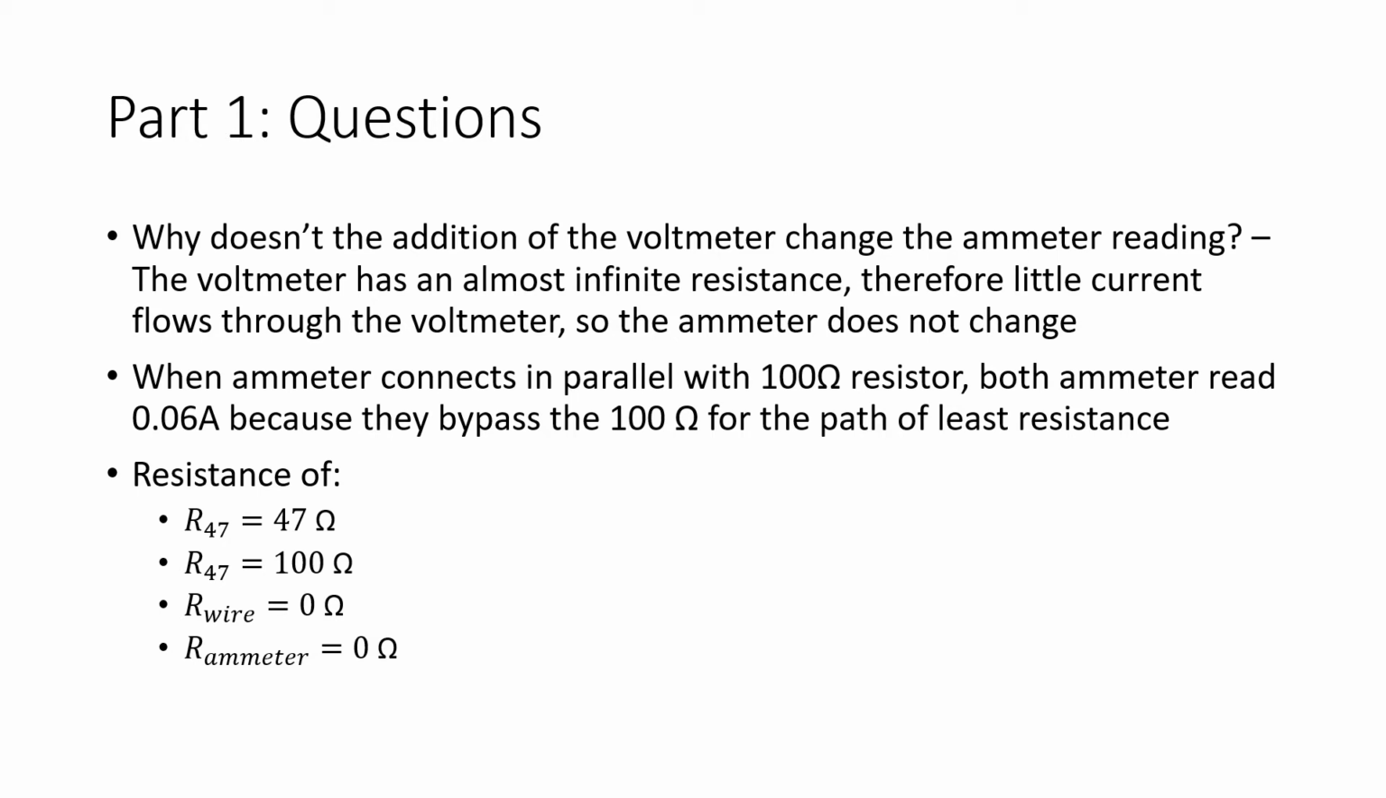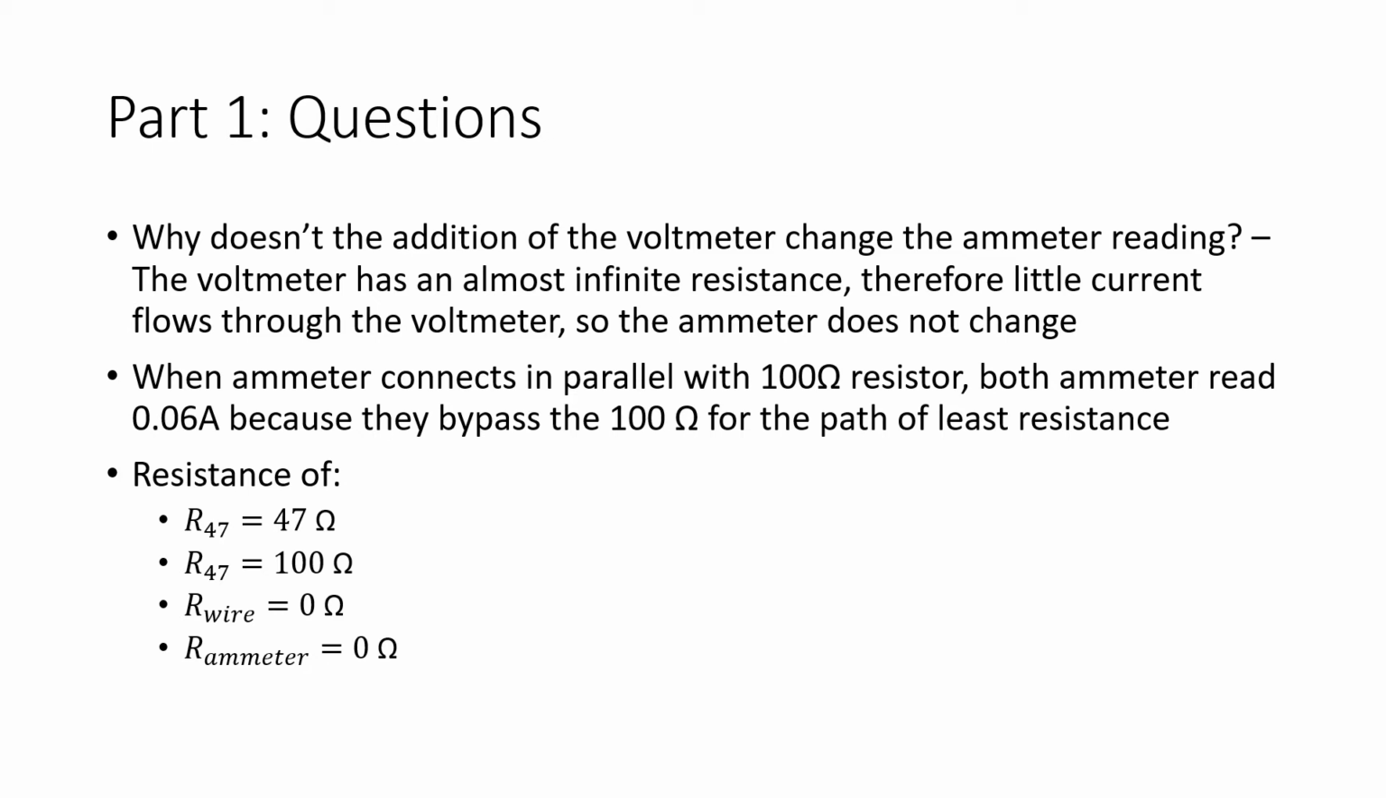Why does the addition of the voltmeter change the ammeter reading? The voltmeter has an almost infinite resistance, therefore little current flows through the voltmeter, so the ammeter does not change. When the ammeter connects in parallel with the 100 ohm resistor, both ammeters read 0.6 amps because they bypass the 100 ohms for the path of least resistance.